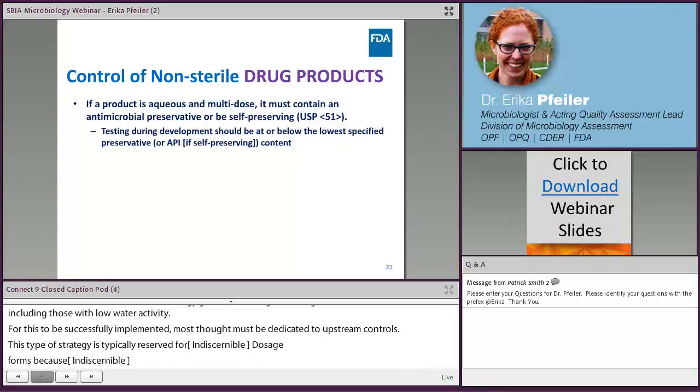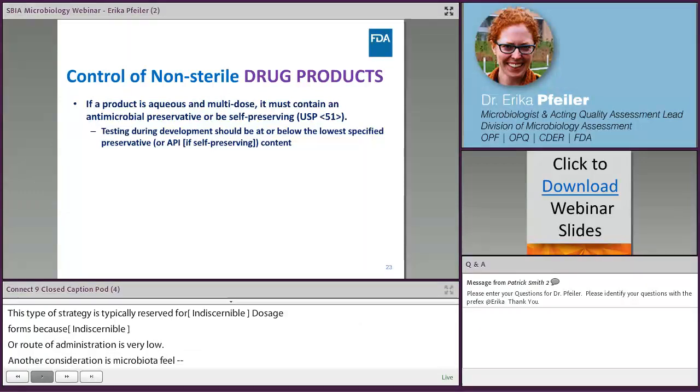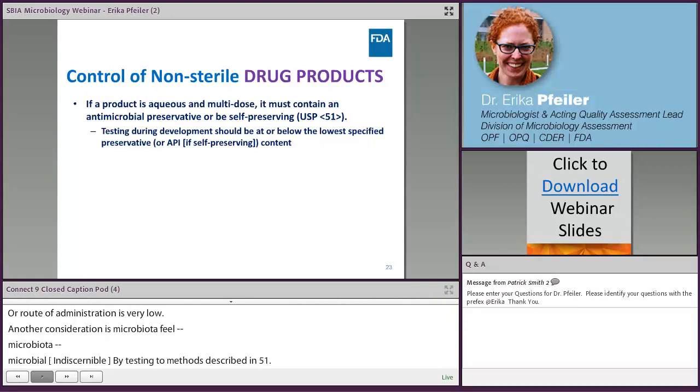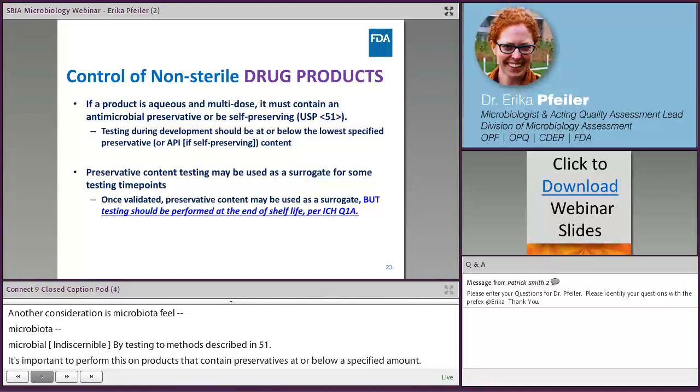Another area of consideration for product testing is antimicrobial effectiveness, or AET. As you know, if a product is aqueous and multi-dose, it has to either contain a preservative or demonstrate that it's self-preserving, typically by testing according to methods described in USP 51. During product development, it's important to perform AET on product that contains preservative at or below the lowest specified amount, which is usually around 80% of the label claim. And after that developmental testing is performed, preservative content may be used as a surrogate for some testing time points.